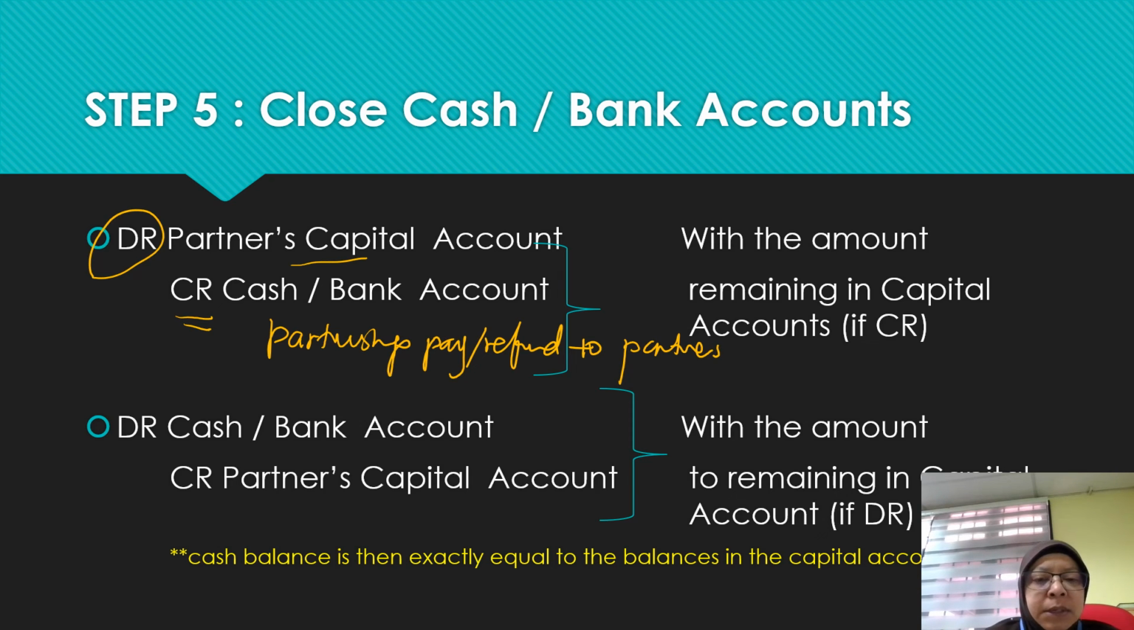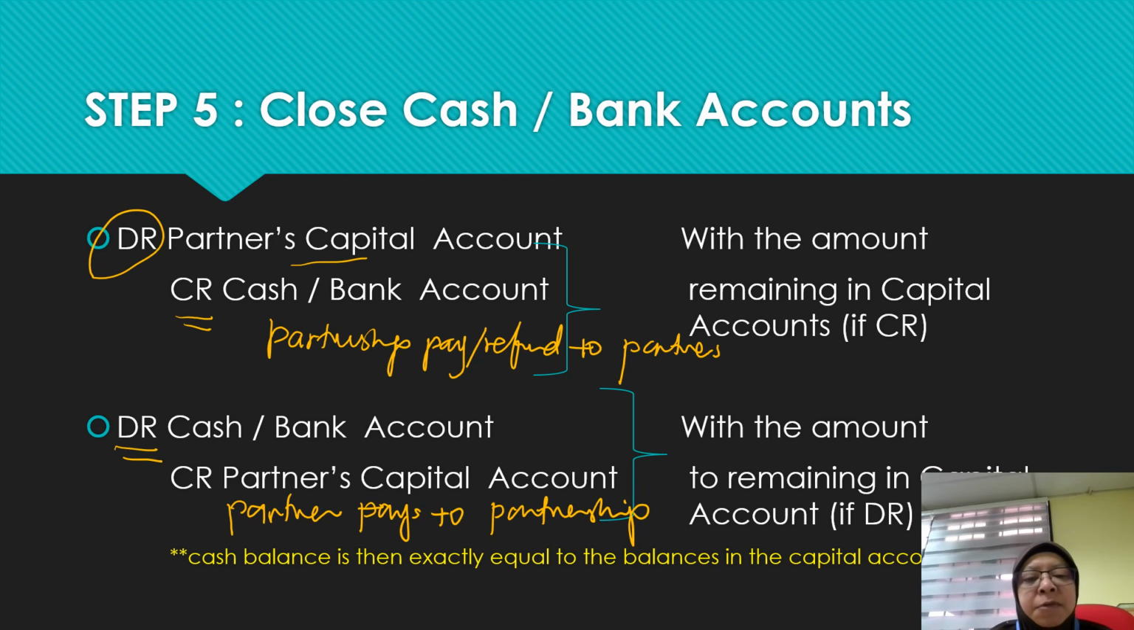Right? In the second situation, sometimes the balancing figure for partners is on the credit side. Okay, if the remaining is on the credit side in the capital account, it shows that that particular partner needs to pay to the partnership. So in this situation, the partner needs to pay to the partnership to clear off the balancing figure just now. That's why the partnership will receive, debit cash bank.